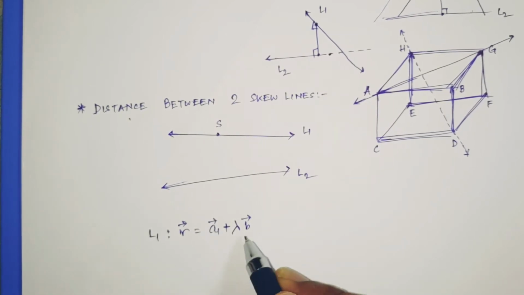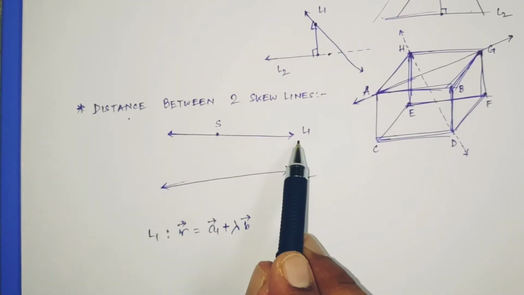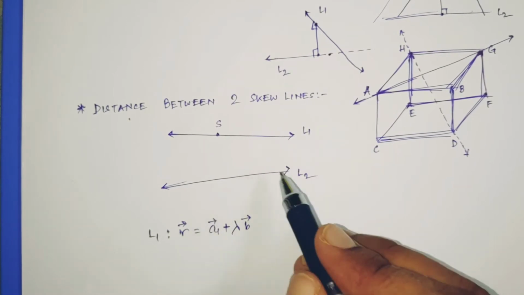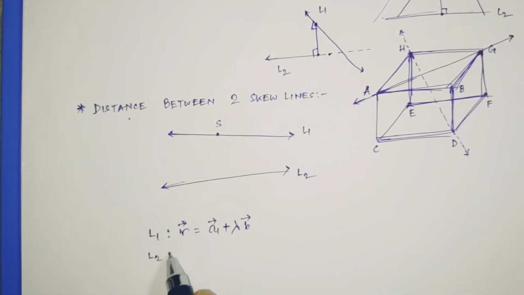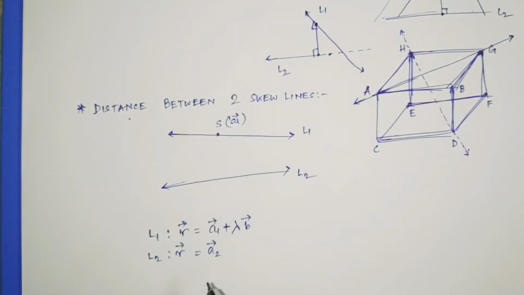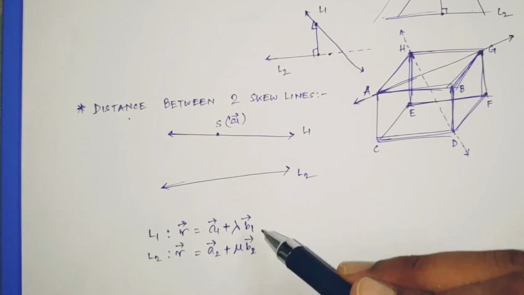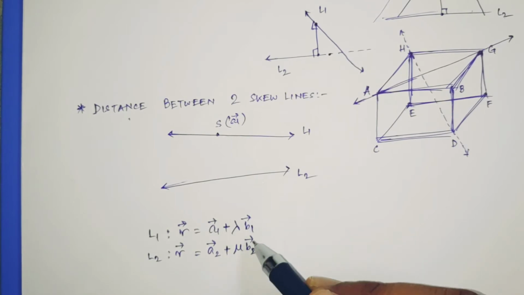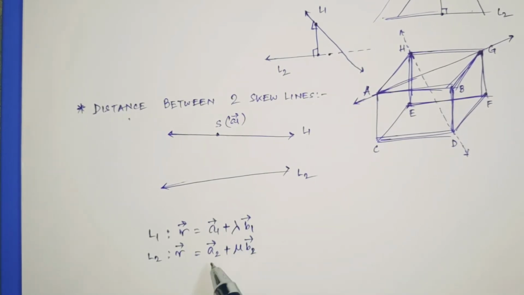Now, what is B vector? B vector is a parallel vector. So line L1 is parallel to some vector, right? So that is B vector. Okay. Now line L2. The equation of line L2 is given by R vector is equal to A2 vector plus mu B2 vector. So let us write this one as B1 vector, and this one will be B2 vector. Why B1 and B2? Because they are not parallel at all. If they were parallel, then these two would have been equal. Clear?